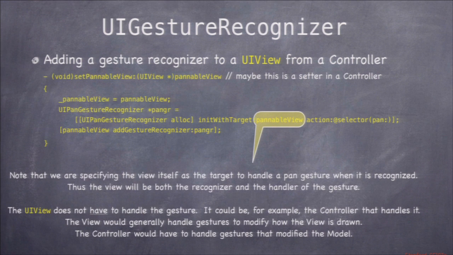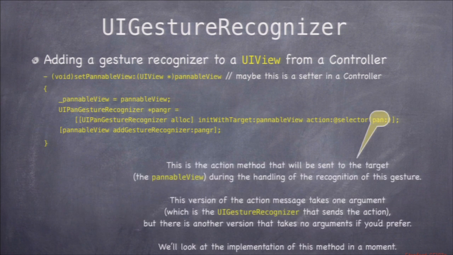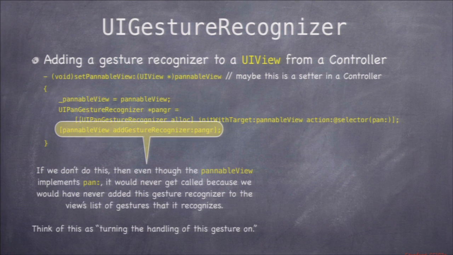And when we create it, you can see its designated initializer. All the concrete classes' designated initializers take two arguments. One is the target. That's who's going to handle this gesture when it happens. And the second thing is the method to call in that object. So here, pan is going to be sent to the view itself, the same view that we're going to add this gesture recognizer to. And then we just do the step of adding the gesture recognizer to a view.